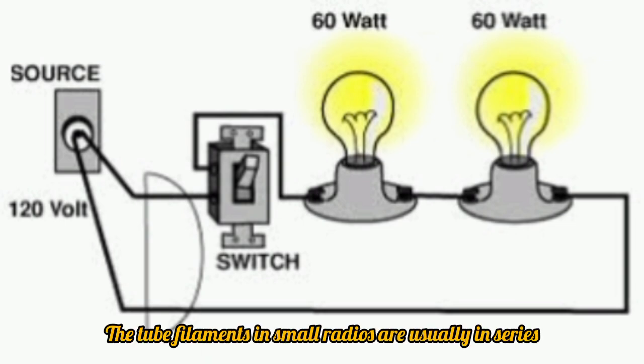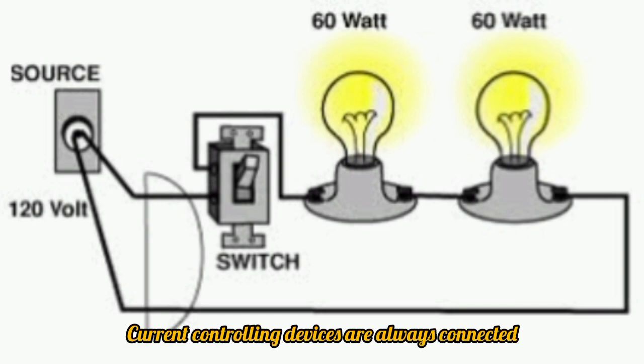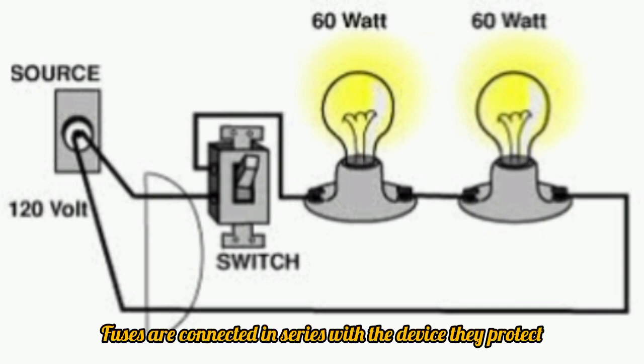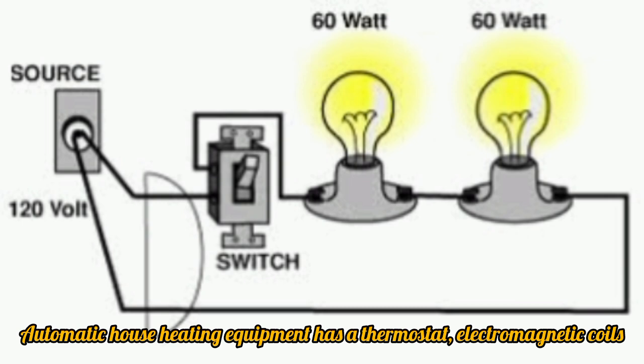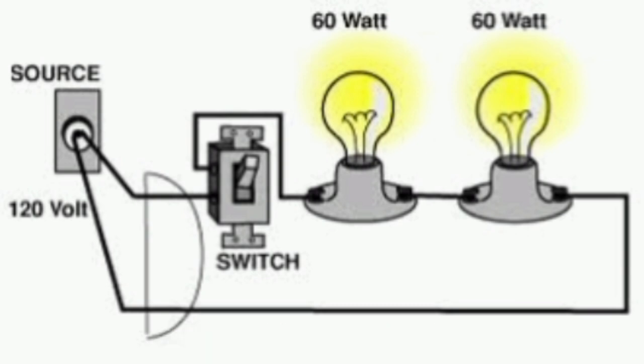The tube filaments in small radios are usually in series. Current controlling devices are always connected in series with the device that they protect. Fuses are connected in series with the device they protect. Automatic house heating equipment has a thermostat, electromagnetic coils, and safety cutouts connected in series with a voltage source, etc.